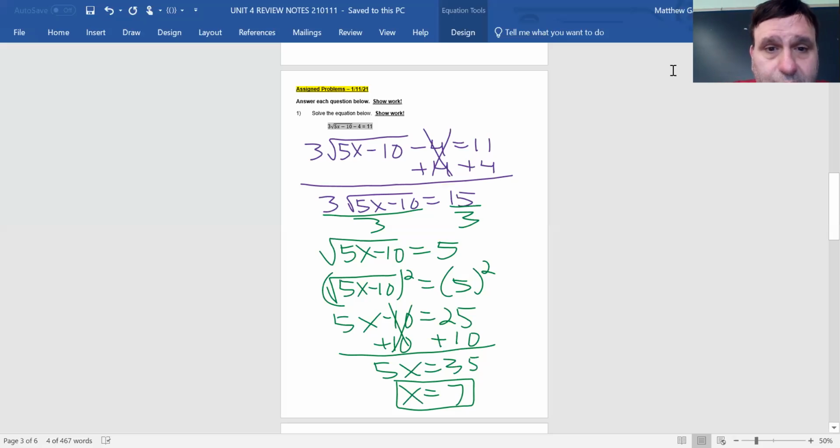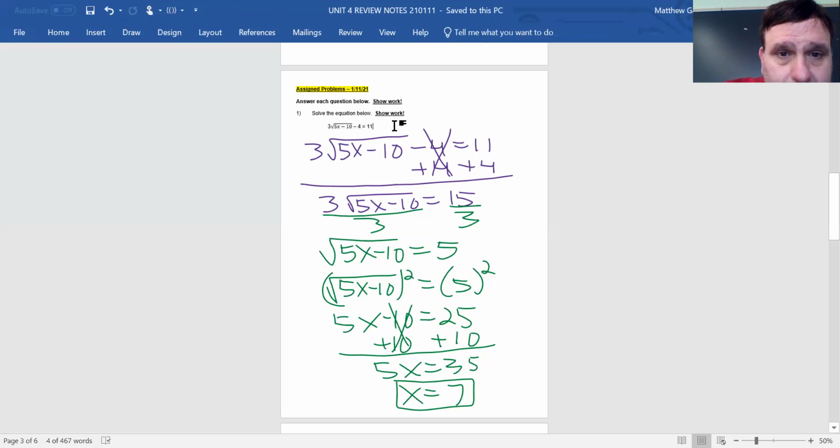Okay, if we bring you back to question 1, the answer is 7, and it checks out. When you're looking at a square root or radical equation, you've got to remember, and the notes will tell you, you've got to isolate the radical. To do that, I added 4 to both sides of the equation, and then I divided both sides by 3. And we come up with what we have here.